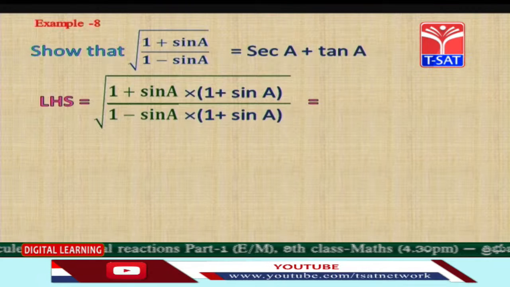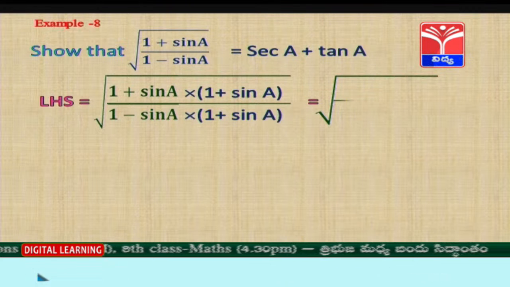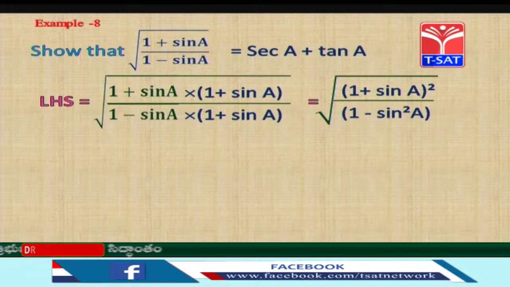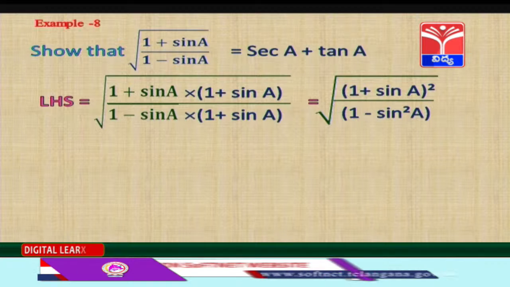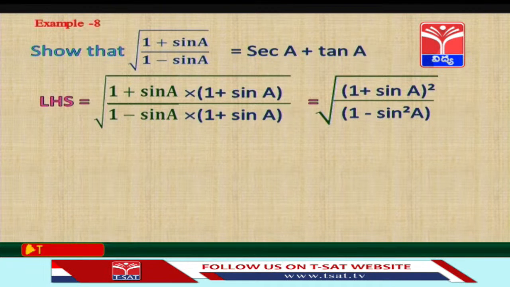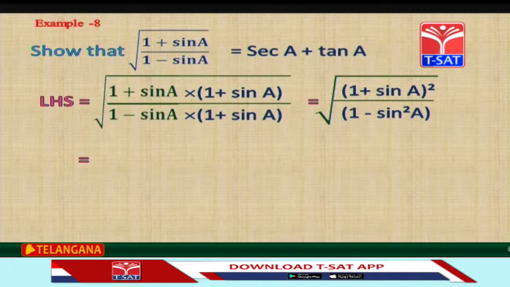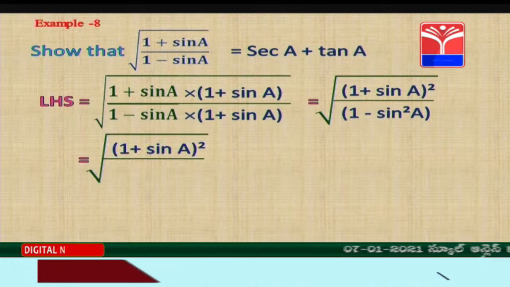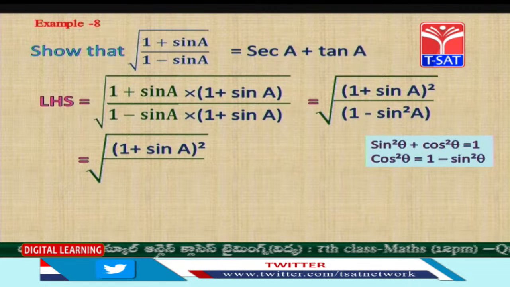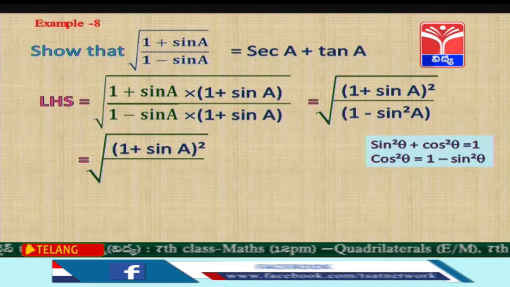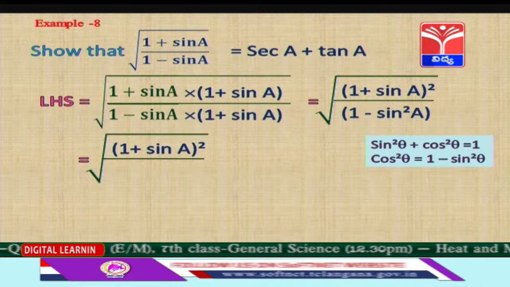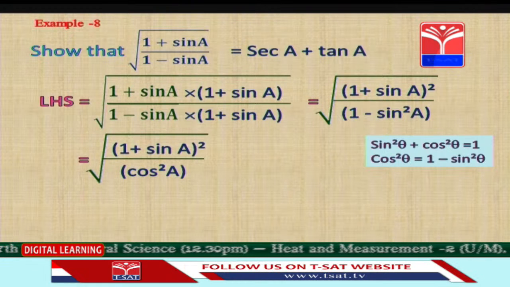So, that I will be getting the answer as under root of 1 plus sin a whole square in the numerator, and the denominator, it is like a minus b into a plus b, it is like a square minus b square. So, I am getting here 1 minus sin square a. So, now we have a formula. Please see, I am going to use the identity where cos square theta is equal to 1 minus sin square theta. That means, in place of 1 minus sin square a I write cos square a.